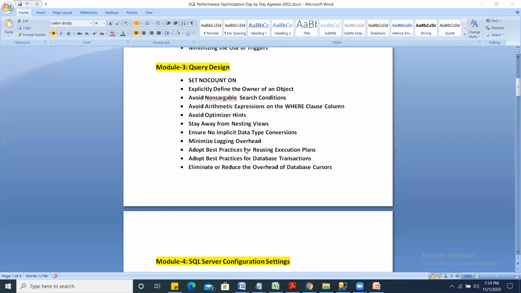So how to write good queries within transactions, that you have to understand. There are multiple things related to query design. Someone asked me yesterday, is this training targeted for developers or database administrators?